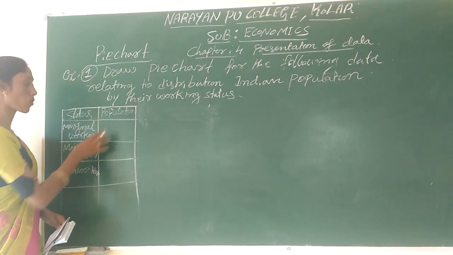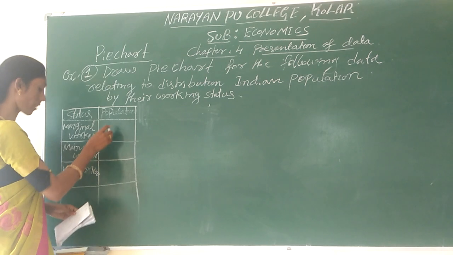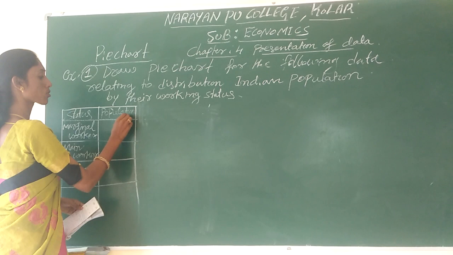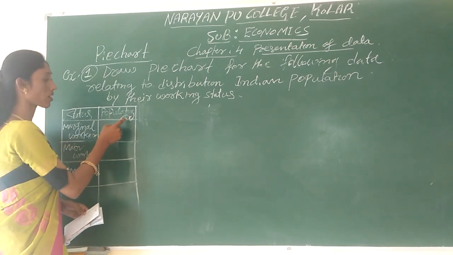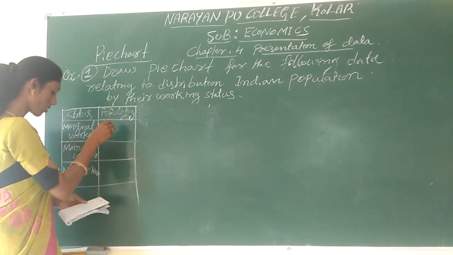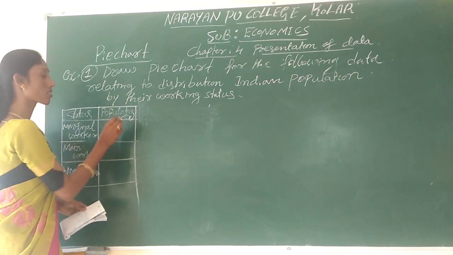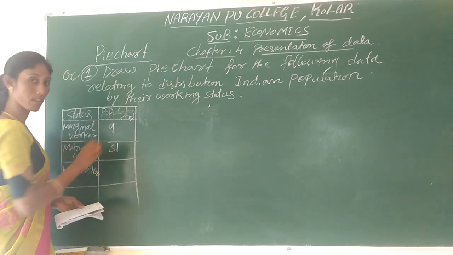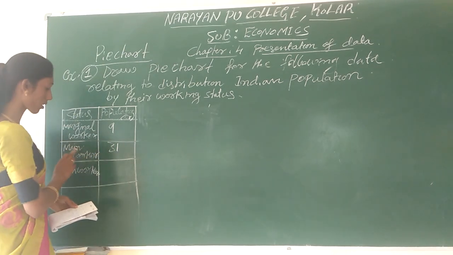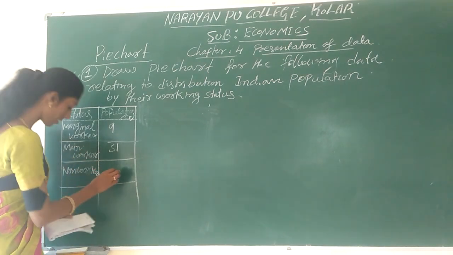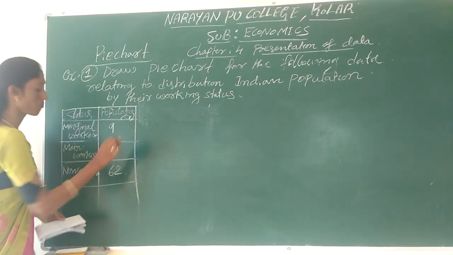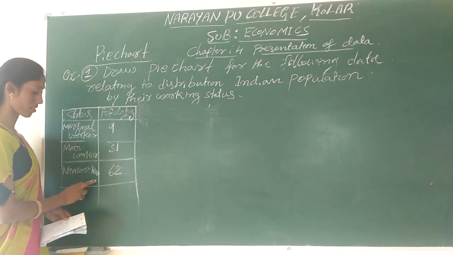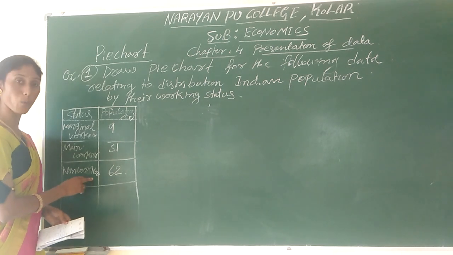With these statuses, what is the rate of population? Now I am going to write. In marginal workers, the population is shown in crores. 9 crores of population is working as marginal workers and 31 crores of population is working as main workers and the remaining 62 crores of the population is working as non-workers. It means they are non-workers.